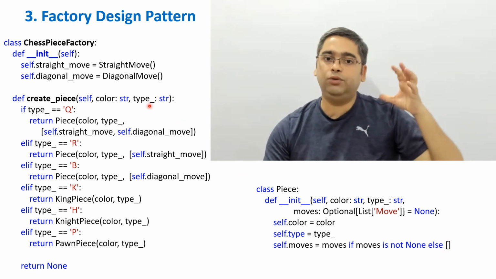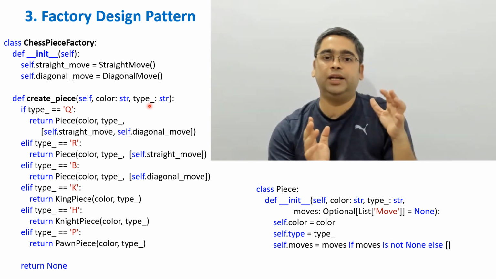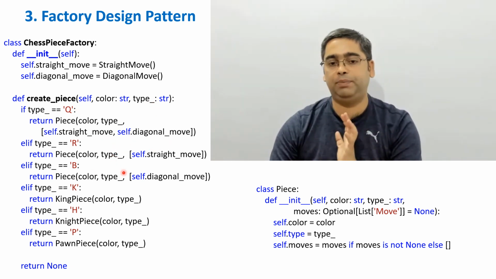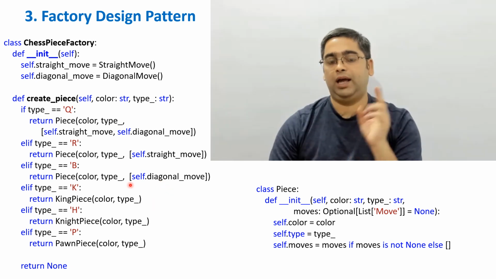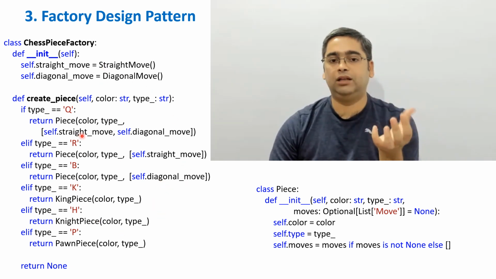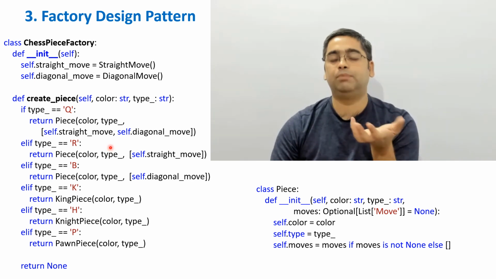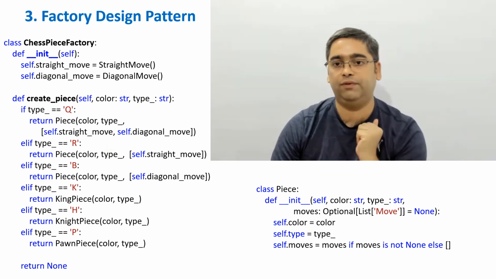So now you understand how the different pieces are created and how the moves are reused. You see, we have created three pieces using two moves, and overall creating the pieces in a factory makes it easy to create. Basically, it has simplified the creation logic of different pieces.